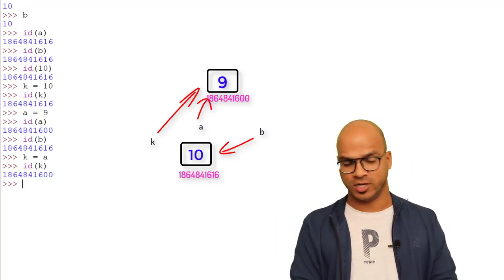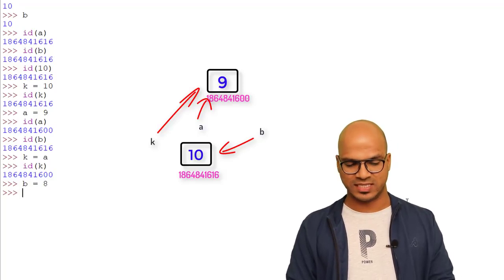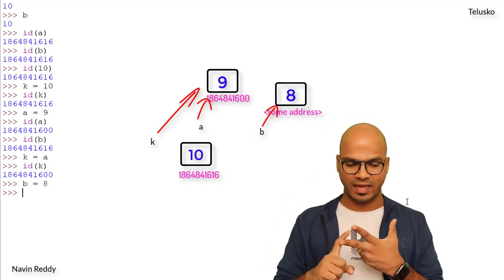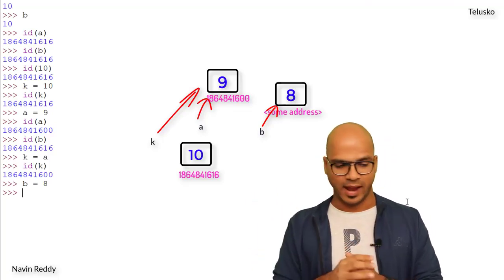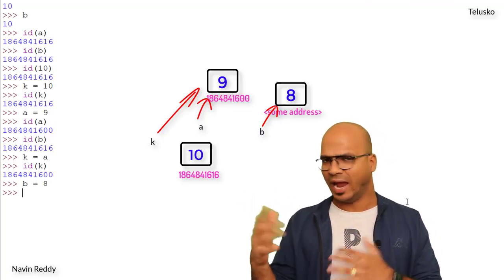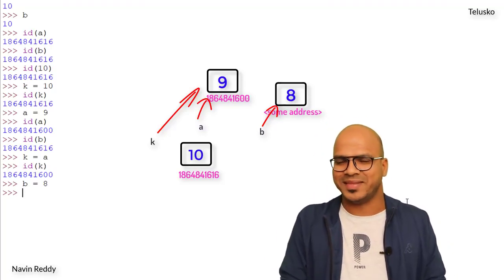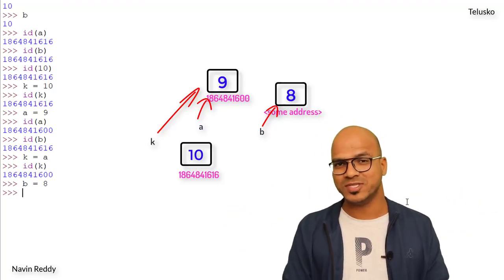What if in future even b is referring to a new value, let's say 8. So in total we have 3 boxes now. So a and k, they are referring to 9, and we have b referring to 8, and no one is referring to 10. Now what will happen to 10? Now 10 is there, right? 10 is there in the memory and no one is using it.